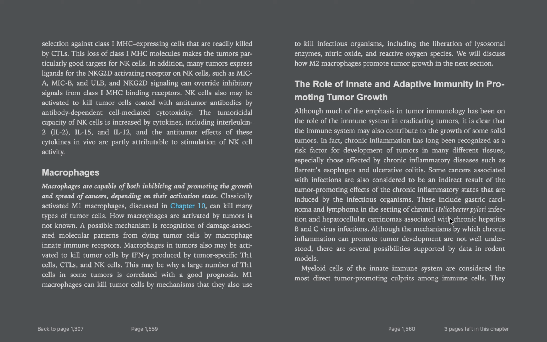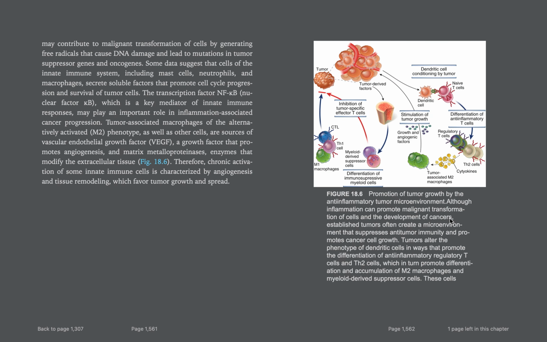Myeloid cells of the innate immune system are considered the most direct tumor-promoting culprits among immune cells. They may contribute to malignant transformation of cells by generating free radicals that cause DNA damage and lead to mutations in tumor suppressor genes and oncogenes. Some data suggest that cells of the innate immune system, including mast cells, neutrophils, and macrophages, secrete soluble factors that promote cell cycle progression and survival of tumor cells.